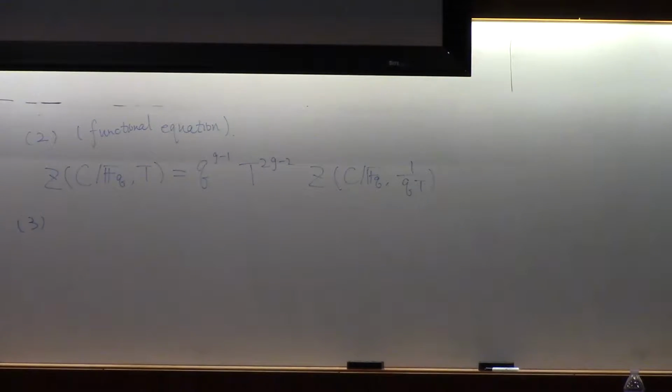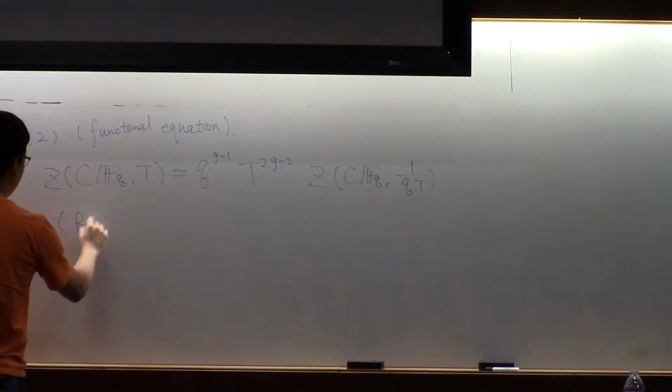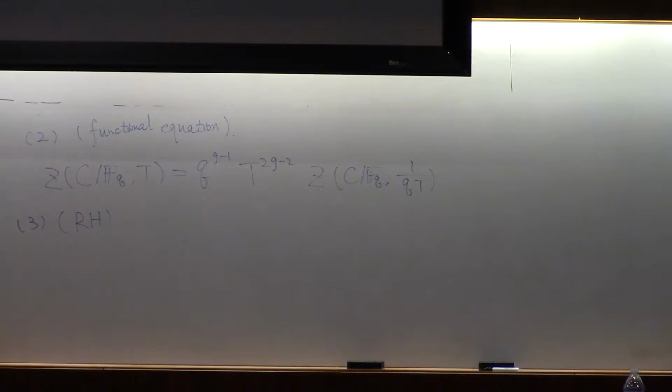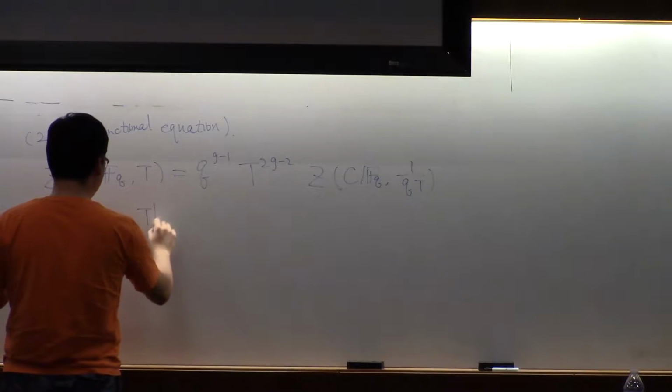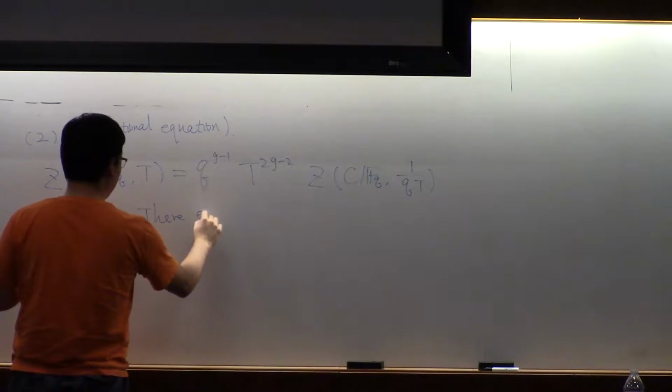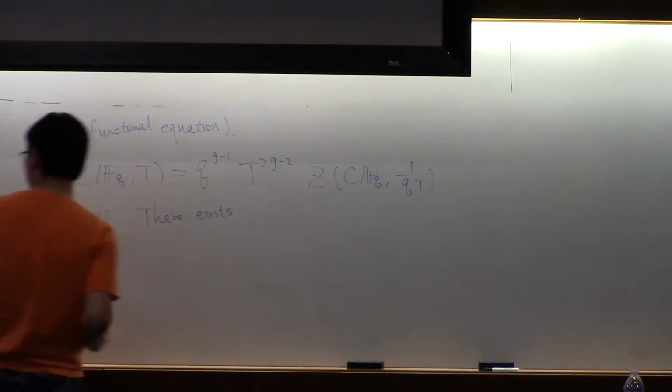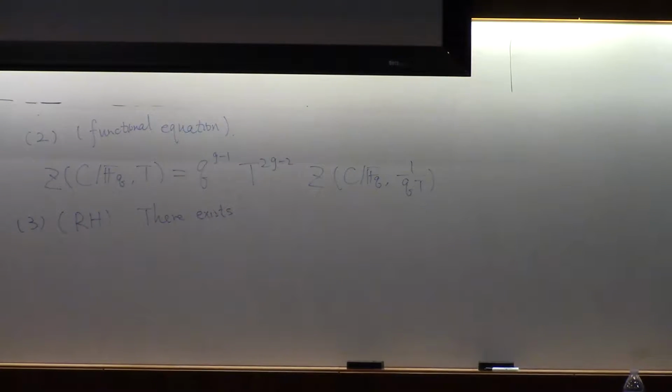The last part of the conjecture is the so-called Riemann hypothesis. But I mean, it's not the open conjecture Riemann hypothesis. It's the Riemann hypothesis over finite fields. It says something about this polynomial P.